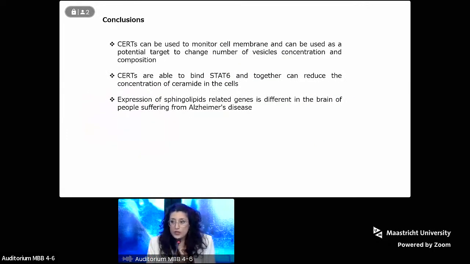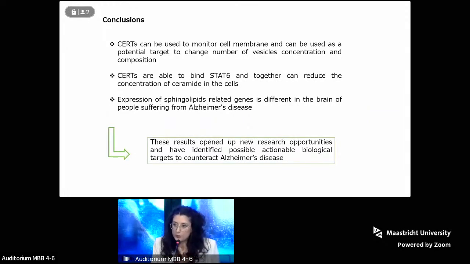So in conclusion, my PhD studies brought 3 main key points. CERT can be used to monitor cell membrane, and can be used as a potential target to change the number of vesicles, concentration, and composition. CERT is able to bind STAT6 and together they can reduce the concentration of ceramide in the cells. And the expression of sphingolipid-related genes is different in the brain of people suffering from Alzheimer's disease. These results open up new research opportunities and have identified possible actionable biological targets to counteract Alzheimer's disease.